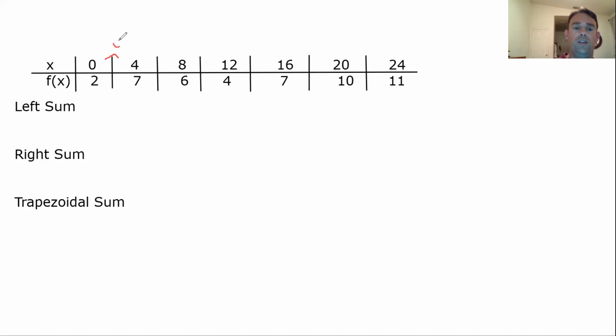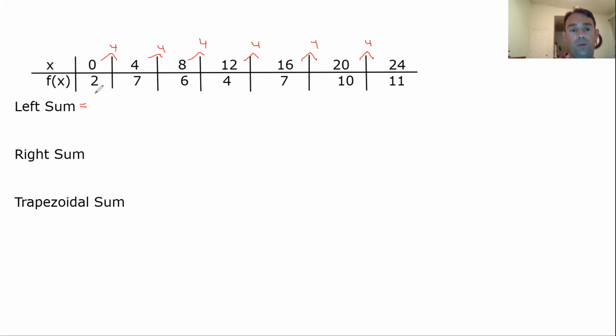You guys probably all saw it. You're like, they're all 4. All the widths are 4. That means they are normed width. So then the left sum is not too hard to come up with.